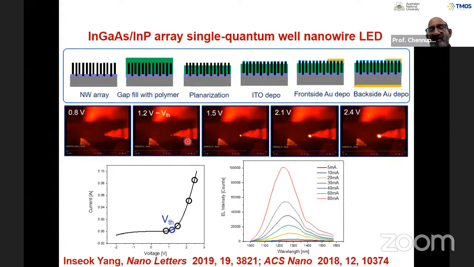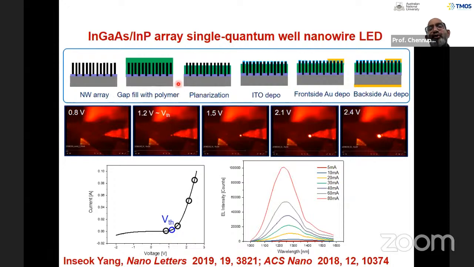You can in fact look at the optical image of these ones. You can see, as you go to higher and higher currents, you start seeing a very bright light emission out of this probe here, showing that he's able to really make these quantum well nanowire LED arrays. Because we're able to embed these into polymer materials, we're able to peel these things off very easily.